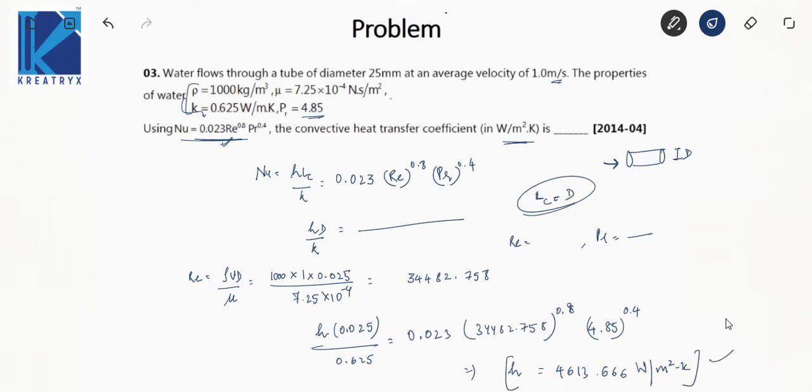Very simple question, very simple 2 marks question. It was asked in 2014. All you have to do is put the values here. That's it. Next question.